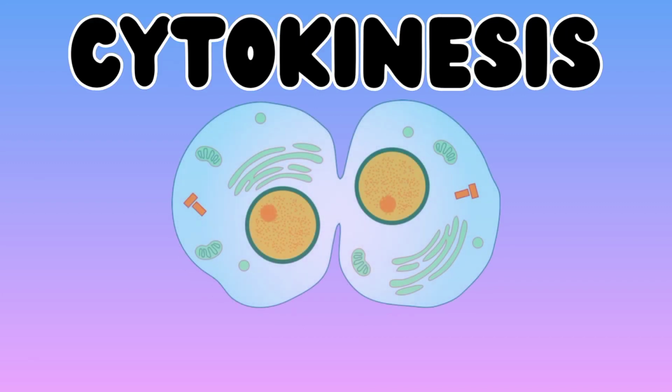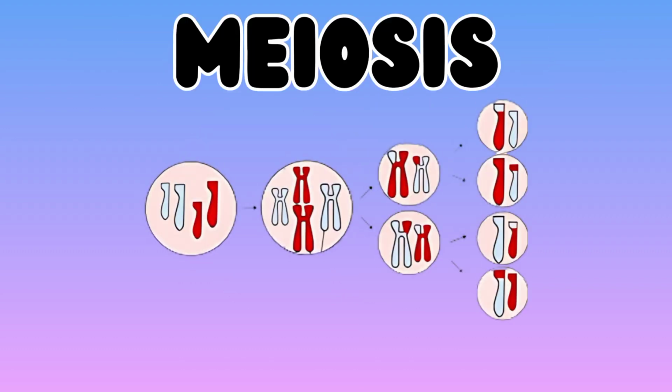Cytokinesis is a process of physically separating the cytoplasm of a cell into two daughter cells. It usually occurs simultaneously with mitosis. Meiosis is a type of cell division that reduces the chromosome number from diploid, two sets of chromosomes, to haploid, one set of chromosomes. Meiosis involves two divisions, meiosis 1 and meiosis 2.